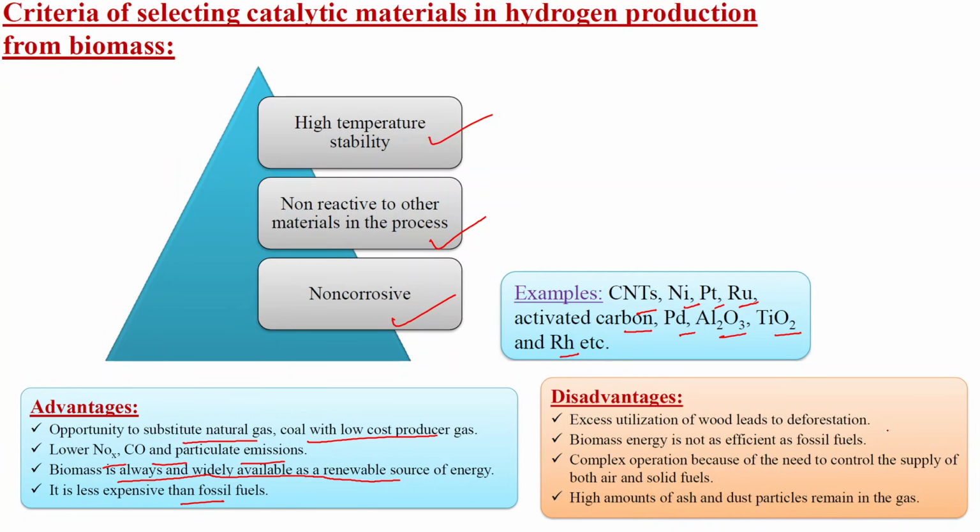Okay. Excess utilization of wood leads to deforestation. Biomass energy is not as efficient as fossil fuels. Then there is complex operation because of the need to control the supply of both air and solid fuel. Okay. A high amount of ash and dust remains in the gases.